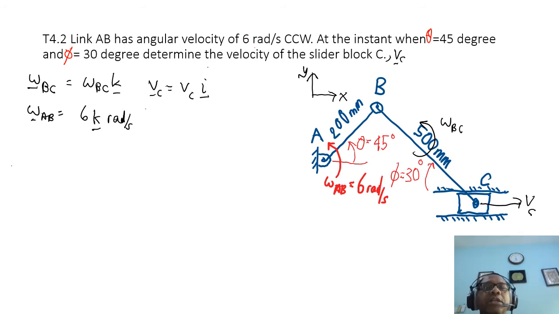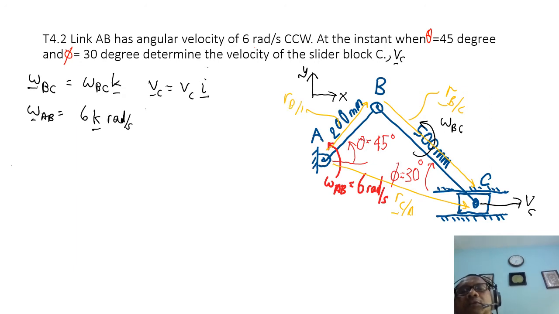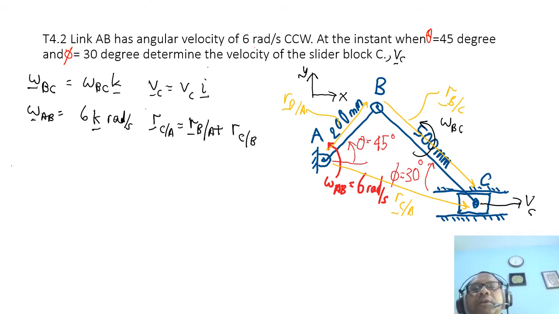So we want to find the position vector. I will draw the position vector using the orange color. So this is the position vector. This is position vector C relative to A, position vector C relative to B, and this one is position vector B relative to A. So we can write the position vector equation: position vector C relative to A equals position vector B relative to A plus position vector C relative to B.